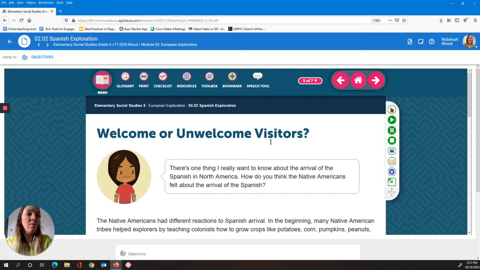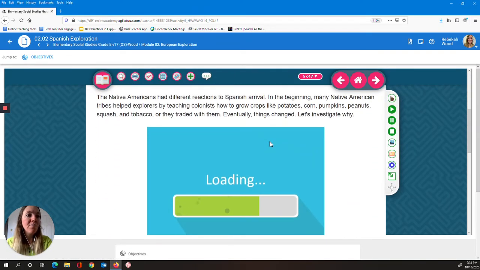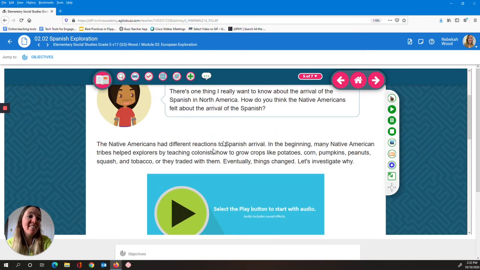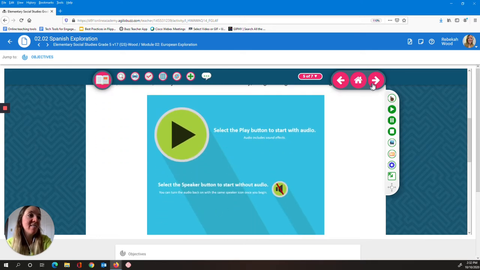Alright, we're getting to the end here. We're on page 5. So here's that question. How do you think the Native Americans felt about the Spanish arrival? Do you think they were happy? They had friends coming? Do you think they were mad because they wanted to take over their land? I want you guys to think about that and do this activity.